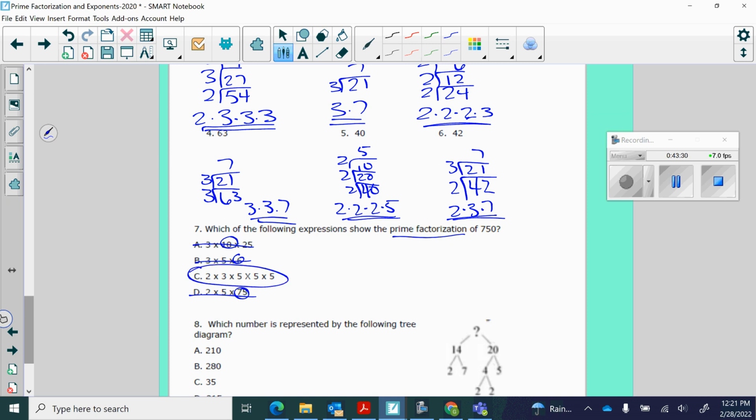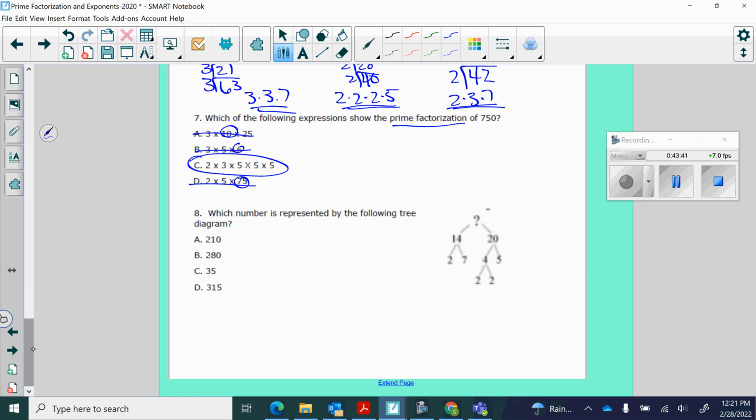No. Now, if there had been 2 options, you have 2 ways you could do that. I could do the prime factorization of 750, or I could multiply this out. Either one would show you which one it was. The last one, the idea was to get you to multiply the prime numbers here at the bottom, but you could just do 14 times 20 and you'd get 280. Make sense?